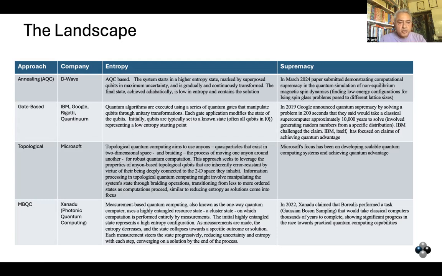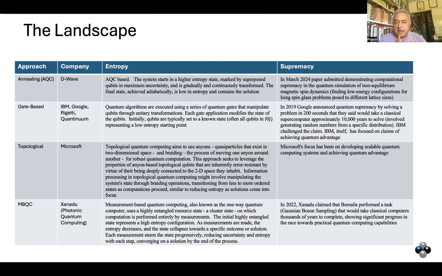When we look at gate-based approaches, the way that entropy is managed here is that you've got quantum algorithms, and these are executed through a series of quantum gates that manipulate qubits. And each gate application modifies the state of the qubits. So initially, the qubits are in a known state. It's a low entropy starting point. As the algorithm proceeds, it goes to higher entropy, and then again, it reduces to a lower entropy.